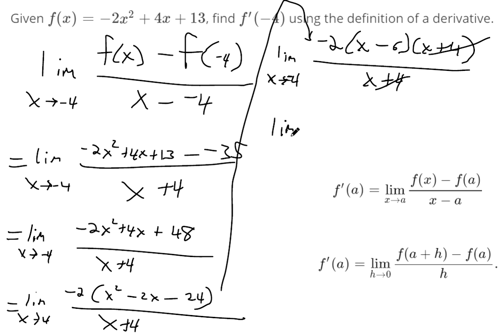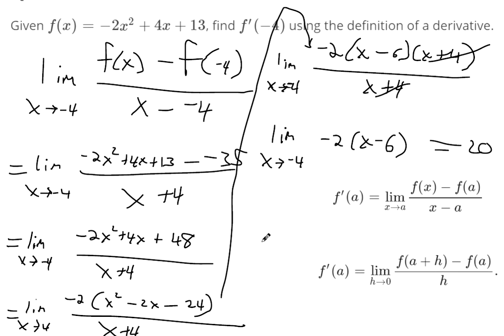The limit as x approaches -4 of -2 times x minus 6, that's something we can do. -4 minus 6 makes -10. -10 times -2 makes 20. So f prime of -4, that means what is the instantaneous slope at -4? We just found out that it's 20.